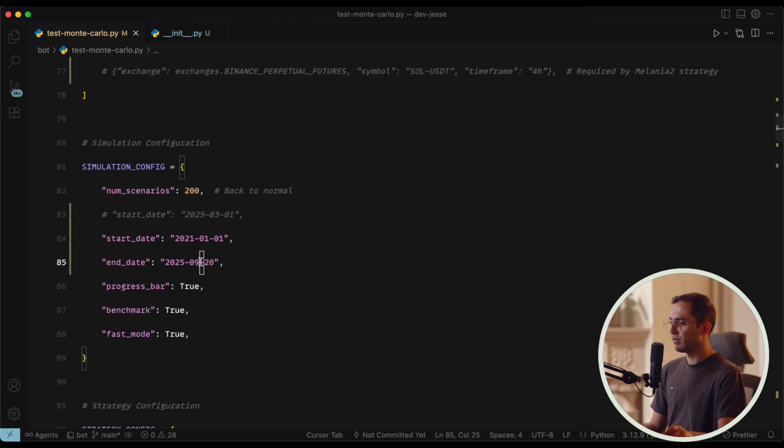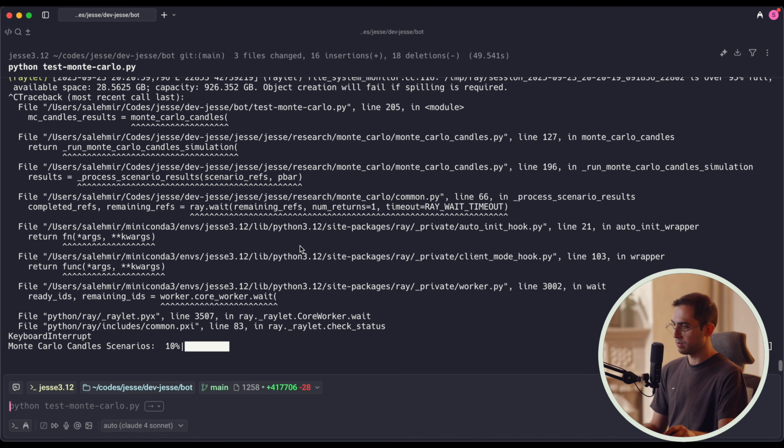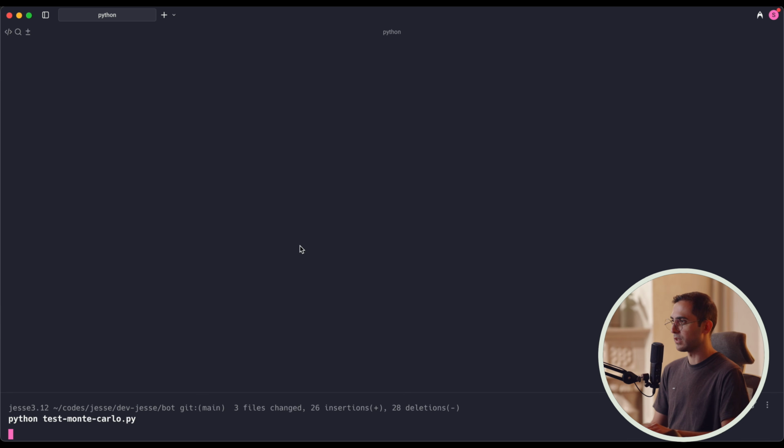So we have multiple options. We can lower the amount of candles that we're going to use, right? So let's bring this down to 2023 actually, because I wanted to include one bull market and one bear market. And yeah, so this should be fine. Let's give it another try.